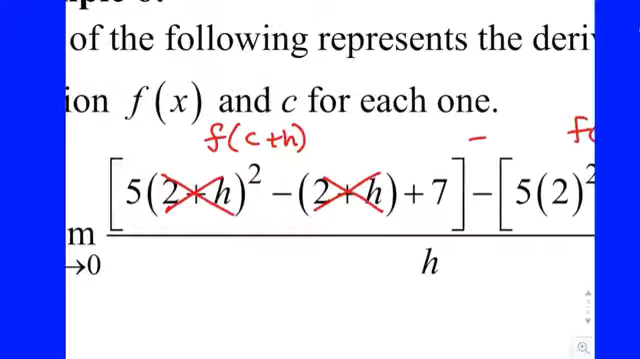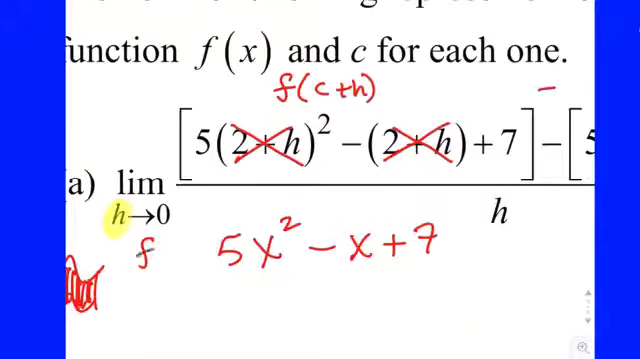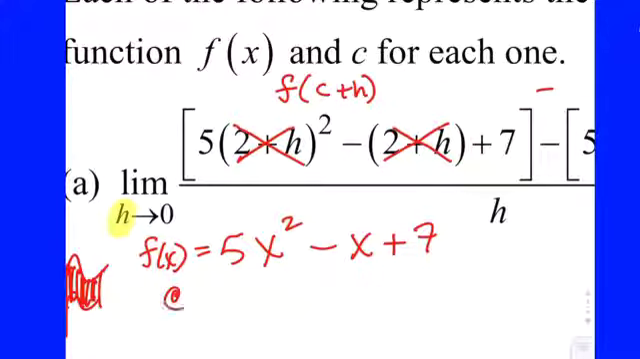I don't like you. What do you do to things you don't like? You X them out. Not people, though. Don't do that to people. But things, right? And by Xing out your number plus h, what now are you staring at? Literally, 5x, you're staring at an x, right? 5x squared minus x plus 7. Guess what the function is? This represents the derivative of that function at what x value?